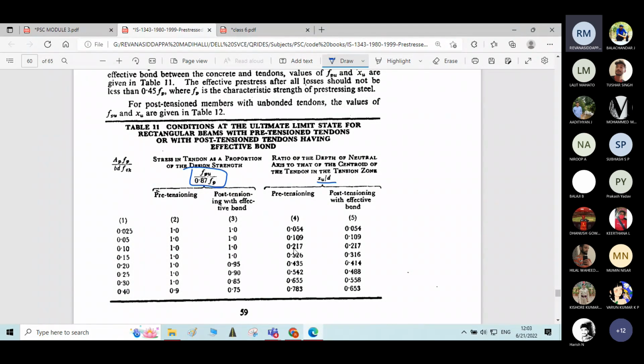here. Okay, here you can see 0.5 means it will fall between 0.435 and 0.542. Corresponding to 0.435, APU by 0.87 AP is equal to 1.0. Corresponding to 0.542, corresponding value is APU by 0.87 AP value is 1. Therefore, for 0.5 also you will get the same 1.0 only.